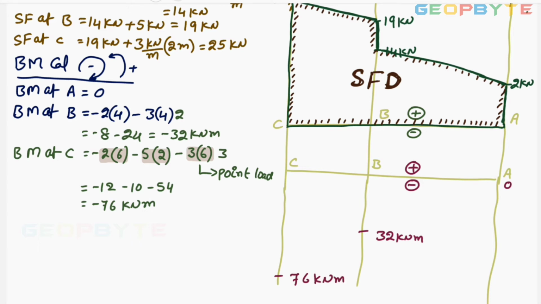Now remember, the UDL is always maintaining the geometric shape of the bending moment diagram: with a UDL it is parabolic. So there is a parabolic curve between A and B, and between B and C also a parabolic curve. Now close the diagram.